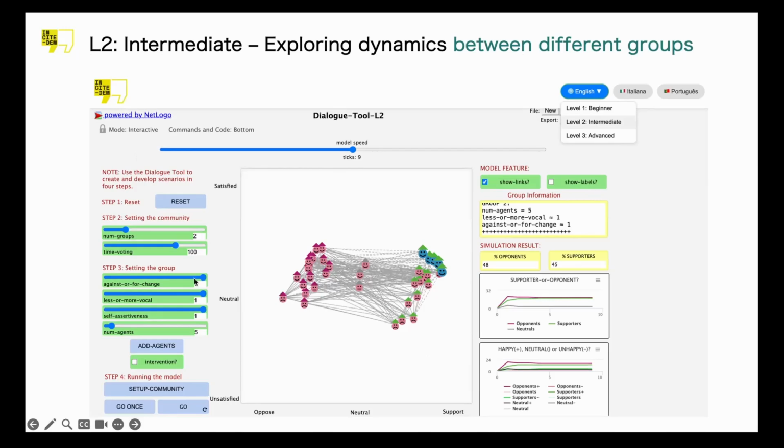For level 2, the main feature is that you can set up different groups with the sliders. At the left side of the interface, with step 3, setting the group, you can set up different groups. You decide the number of groups, like from the setting community. If you set the number of groups to 2, then you have to repeat step 3 2 times. If you set the number of groups to 3 or 4, then you have to repeat the group-setting step 3 for 3, 4, or 5 times. And then for step 4, you run the model. This is the main feature of level 2.